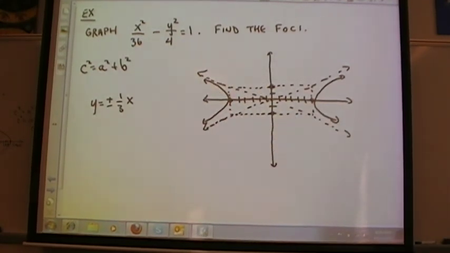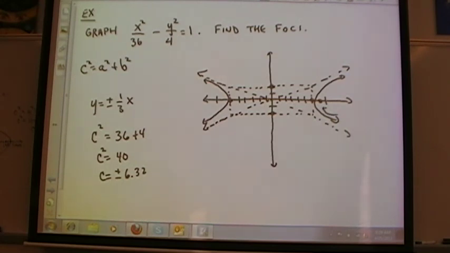Okay, so let's use the formula to find the foci. So c squared equals, which one's a squared? 36. B squared? 4. C squared equals 40. So somebody tell me what the square root of 40 is? 6.32, which makes sense. So you would just approximate where they are. About 6, so about right here, we'll say.